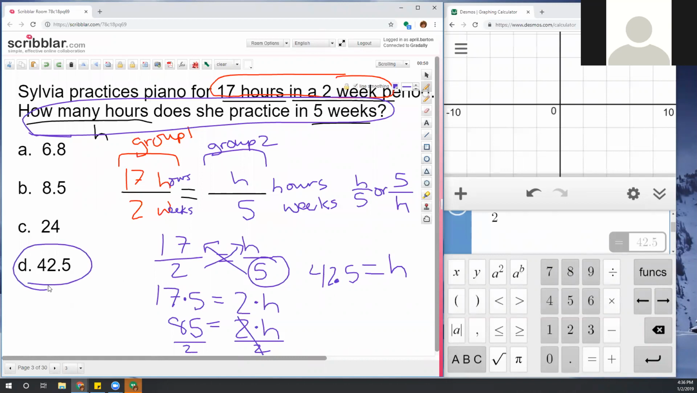Now, some problems you're going to have to set up a proportion for. It just would be too complicated. This one, you might have been able to just kind of logic your way through the problem. Sometimes you don't have to set up a whole math equation.